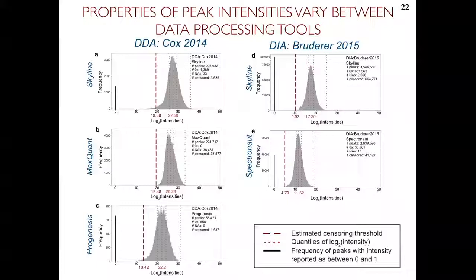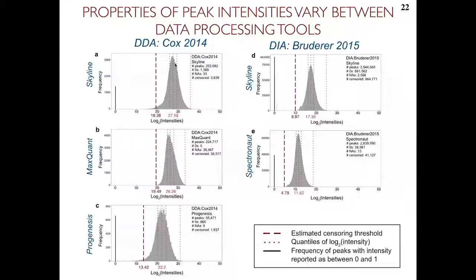So we saw that our conclusions depended quite a bit on the input that we take, so on the data processing format. And we tried to look into that more and see what exactly is happening. This is just some examples of that. So this is one data-dependent acquisition data set, from Jürgen Cox's LFQ paper, 2014. And this is the DIA data set from the Bruderer paper that Alexei mentioned this morning. So these are both controlled mixtures.